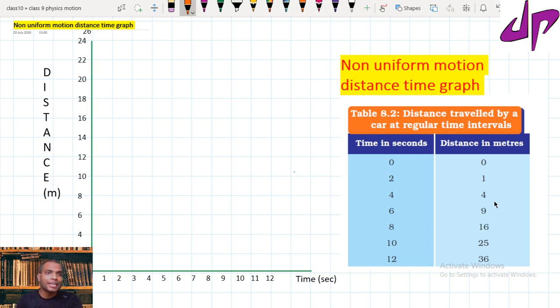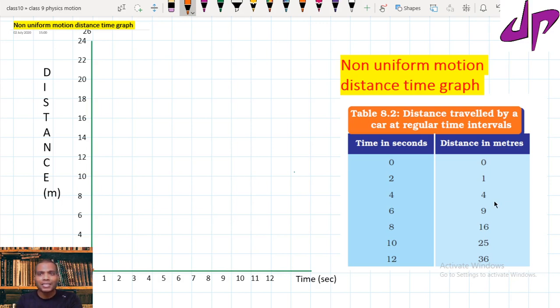The distance is taken along the y-axis, and we should always take time on the x-axis to draw distance time graphs. Here the time is in seconds and the distance in meters. According to the given details, try to plot the graph. At time 0 seconds, the distance is also 0. It means the point comes here, so I can put a point there.